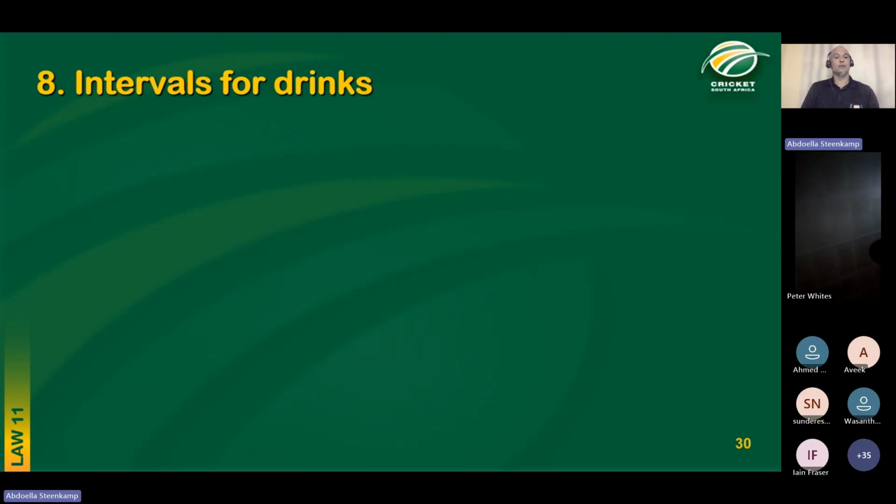Lastly, under Law 11, interval for drinks.